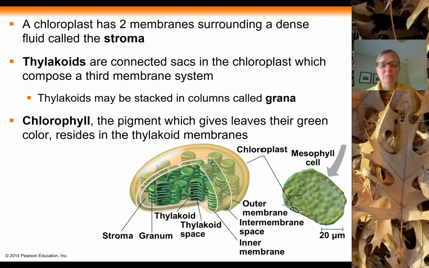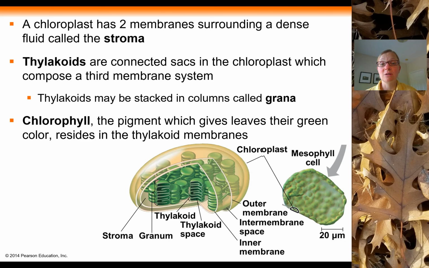The 2 membranes in the chloroplast, however, are completely smooth, right? So you can see them right here, the outer membrane and then the inner membrane here on the inside. They're nice and smooth. On the inside of the inner membrane is a fluid. This fluid is called the stroma. It's very dense. It has a lot of materials dissolved in it, so it's fairly thick. Don't confuse the stroma with the stomata, right?